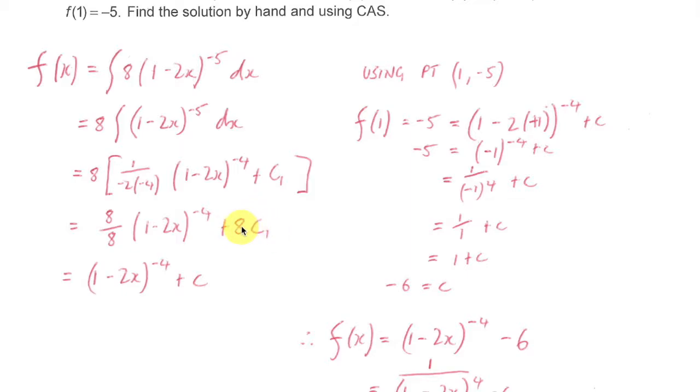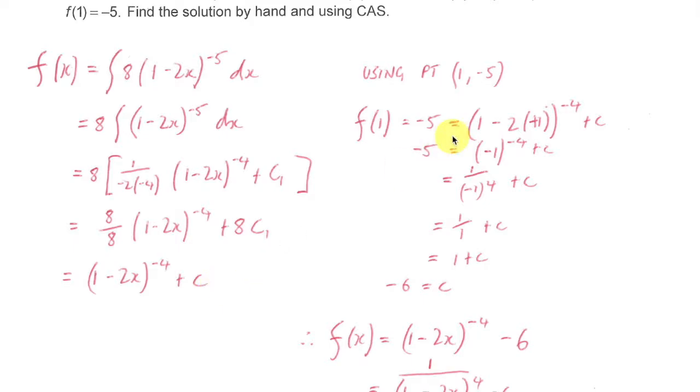Now, we know that 8 lots of a specific constant C1 is just going to be a constant value, so now I can call it just generally C. And I've got 1 minus 2x to the power of negative 4 there. So this is what f of x is equal to.